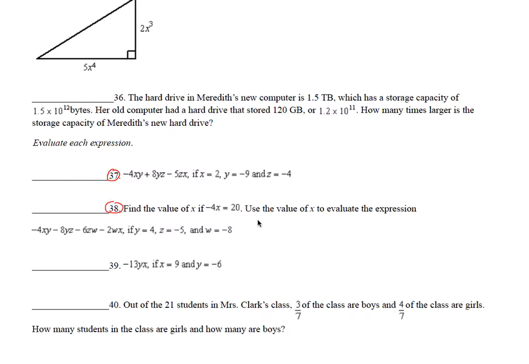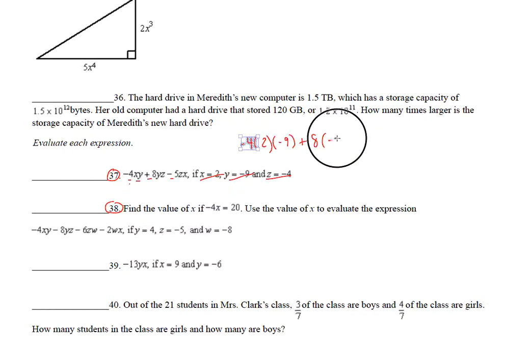So starting with 37, we have an algebraic expression that contains numbers, variables, and operations. And then we're asked to evaluate given the values of x, y, and z. So I'm going to rewrite the expression by substituting in the values of the variables. So negative 4 times x, which is 2, and y, which is negative 9, and then plus 8yz.